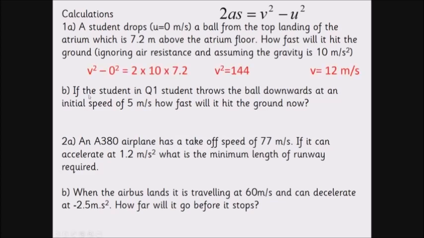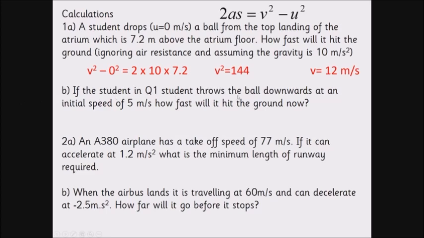Okay, here's our formula: v squared minus u squared, where v squared is what we're trying to find, and u squared is the initial velocity, which is 0 here, and that's equal to 2 times the acceleration times the distance the ball drops, 7.2. So notice here I've put all my numbers in, and then I can just cancel this out. So 2 times 10 is 20, times 7.2 gives us 144. V squared equals 144. So if you put in your calculator the square root of 144, you should end up with v equal to 12.